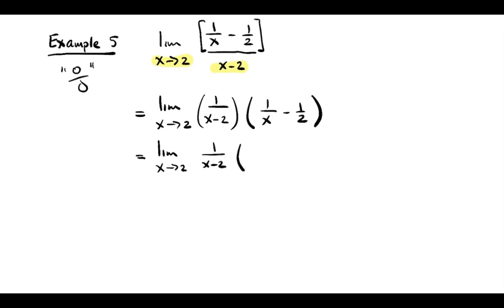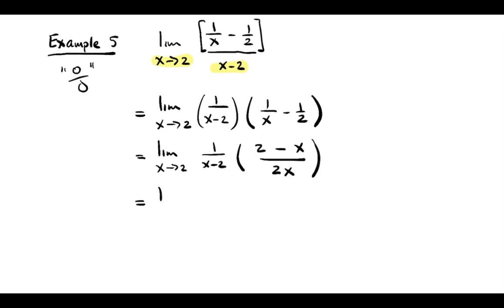Now, in these parentheses here, 1 over x minus 1 over 2, I'm going to get a common denominator, and the common denominator I'm going to get is just 2 times x. So I multiply the first fraction by 2 over 2, multiply the second fraction by x over x, and that would be my common denominator. Okay, so I get 2 minus x divided by 2x.